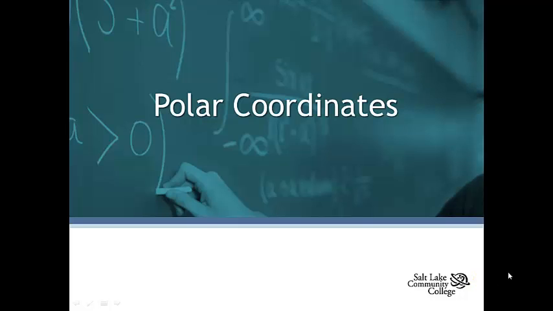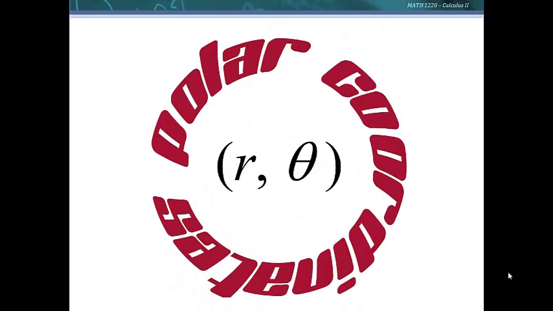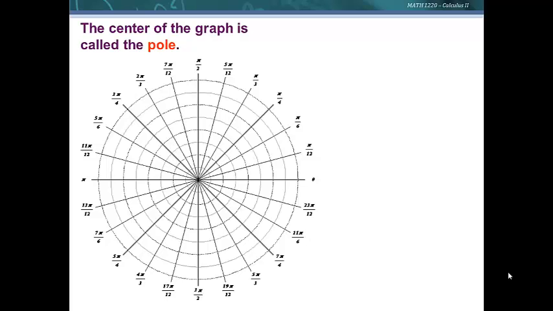We're going to be talking about polar coordinates, and this first piece should be somewhat of a review as you learned about polar coordinates in trig. If you remember, with polar coordinates we have r and theta, and we plot them on polar graph paper. The center of the graph is called the pole, and then angles are measured from the positive x-axis, and we go around counterclockwise for positive angles.